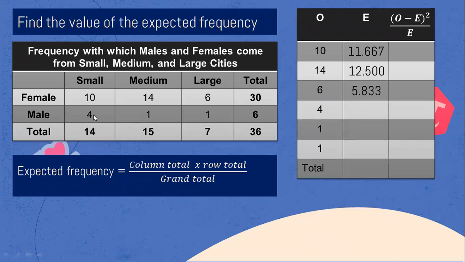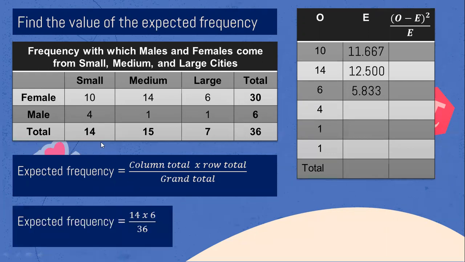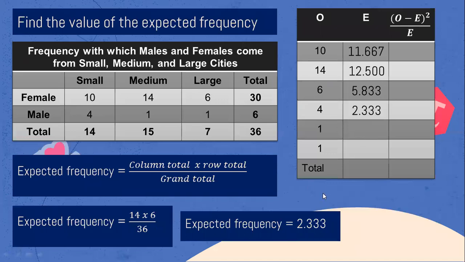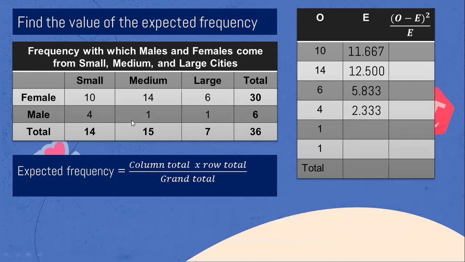What is the column total of 4? We have 14, and the row total of 4 is 6. That's why we multiply 14, the column total of 4, by the row total of 4, which is 6, divided by the grand total, 36, and the answer is 2.333. Next one, what is the column total of those males who came from medium city? We have 15, the row total of 1 is 6, then the grand total is 36.